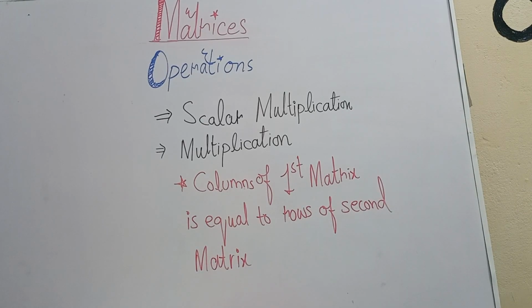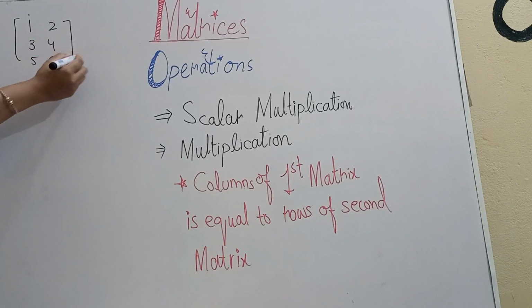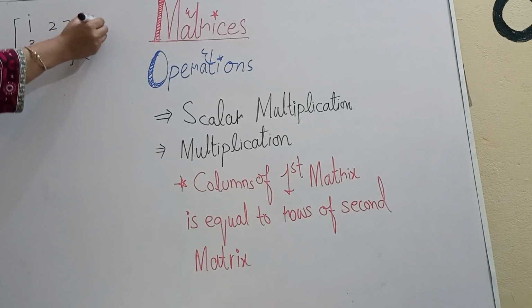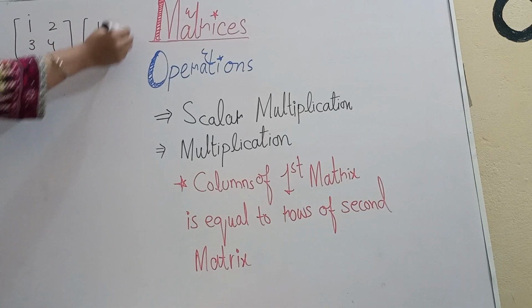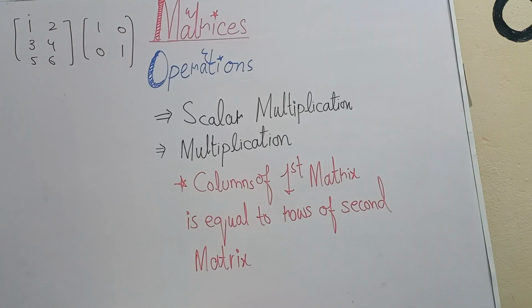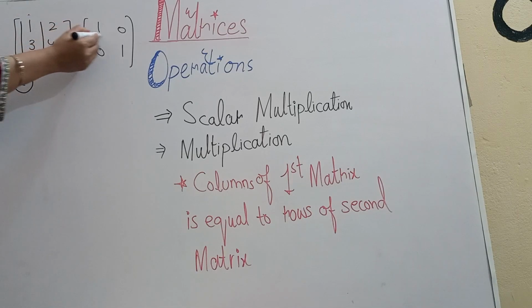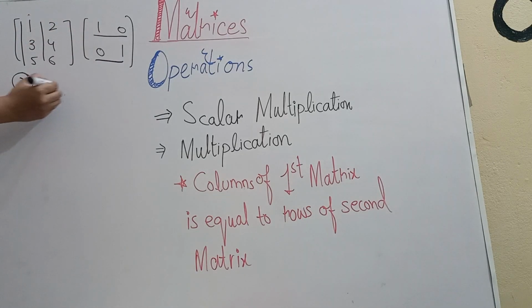Okay friends, let's take two matrices. Suppose I am taking one matrix that is 1, 2, 3, 4, 5, 6, and the second matrix is 1, 0, 0, 1. So here let's first check the condition. How many columns are there? There are 2 columns. And how many rows are there? There are 2 rows. So the columns of the first matrix equal the rows of the second matrix. That means it is suitable for multiplication.